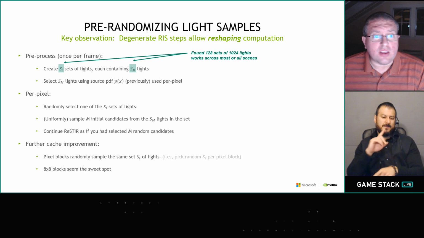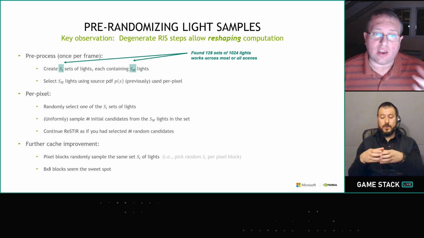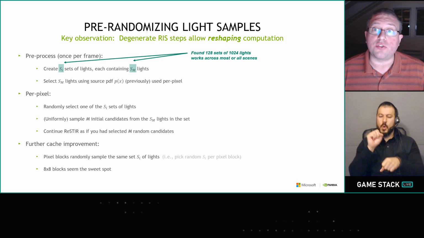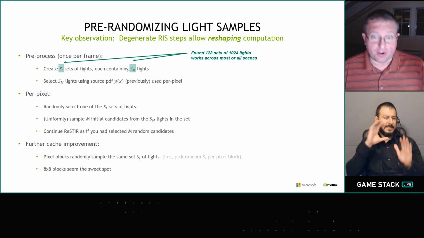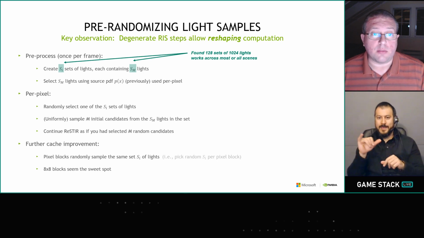Now, an interesting thing is we found that 128 pools of lights, each with 1,000 lights, worked well across most or all of our scenes, from very simple ones like a Cornell box, up to very complicated ones like the amusement park.